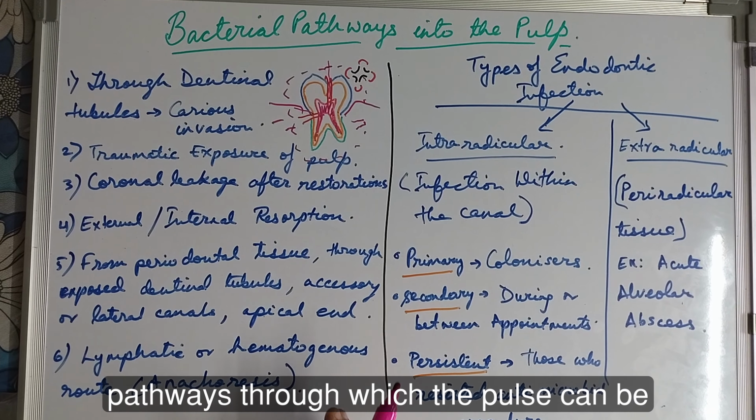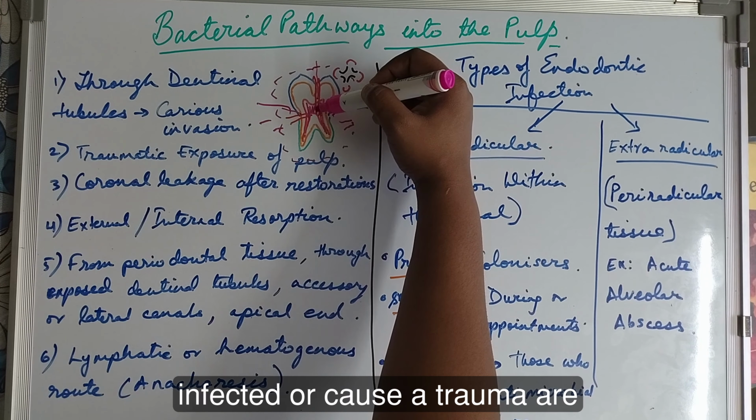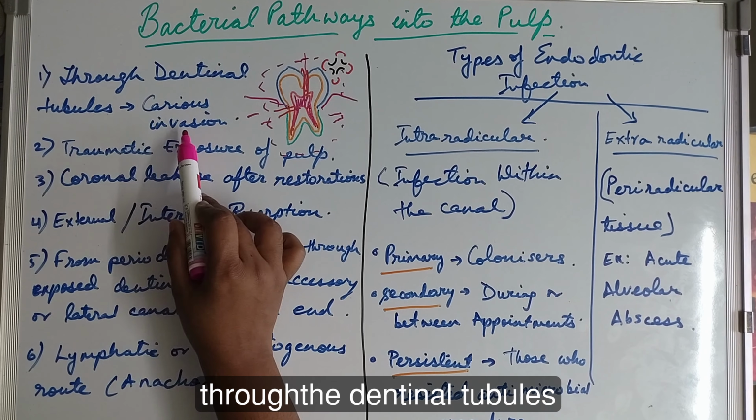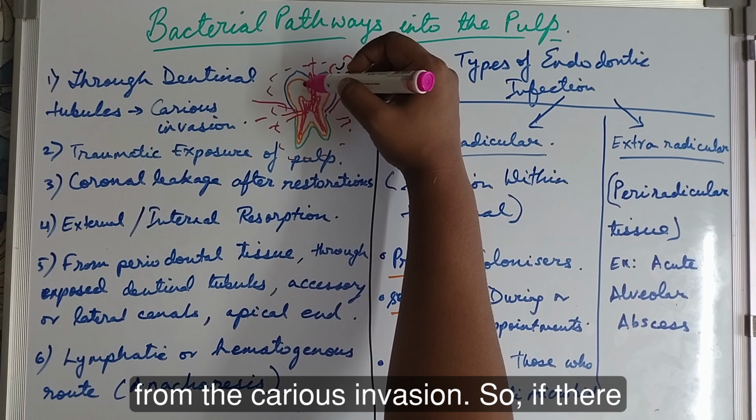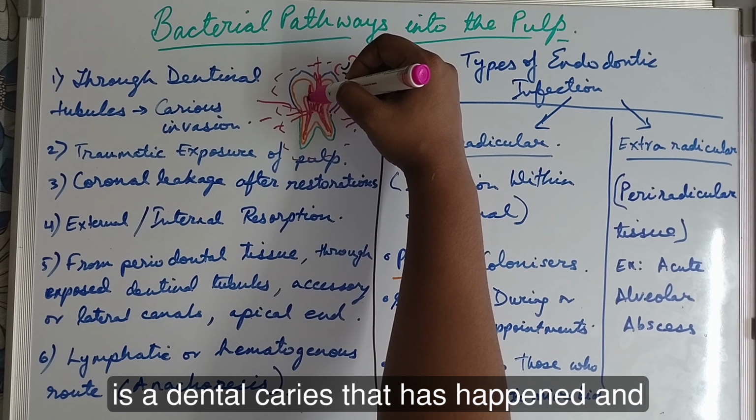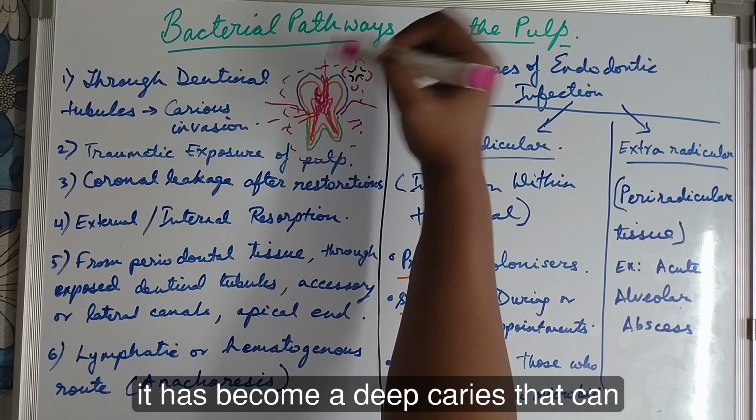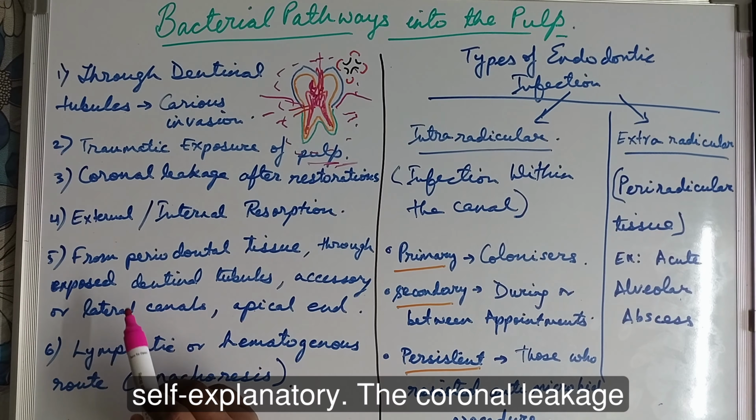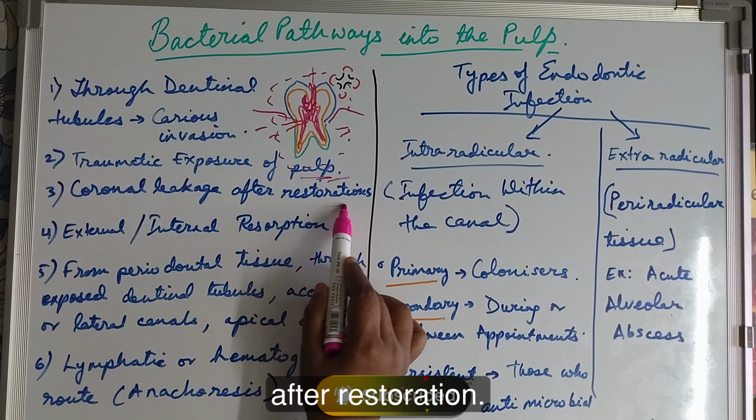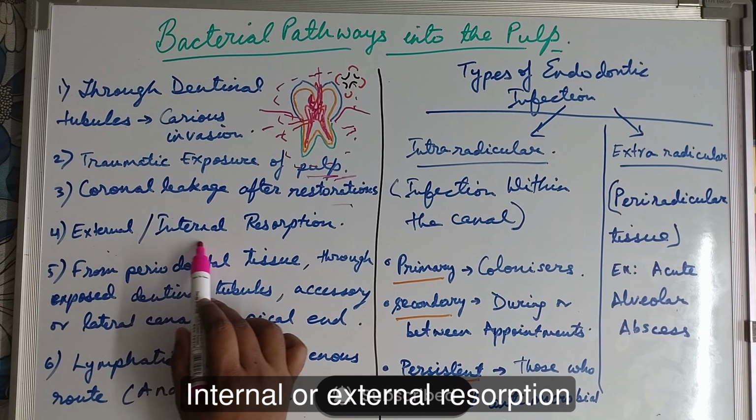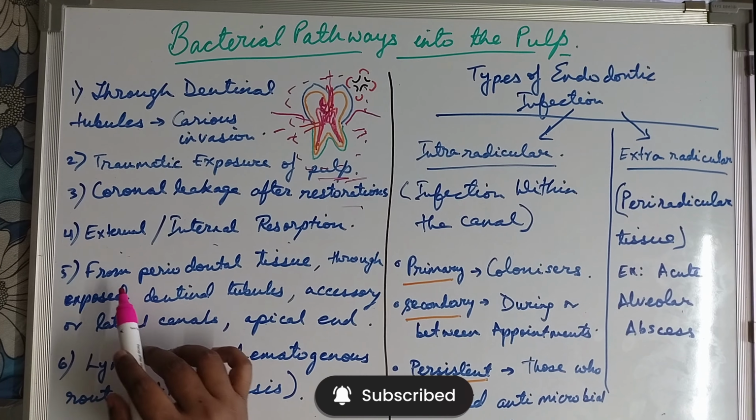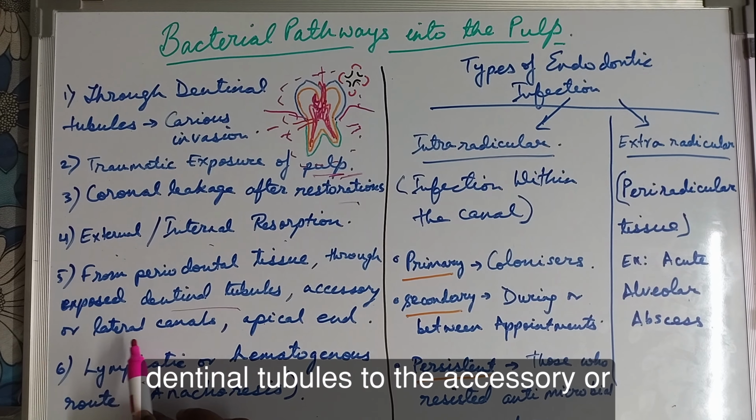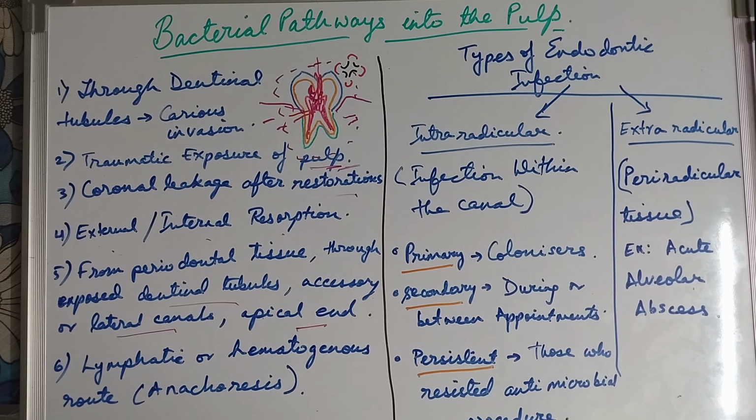The different pathways through which the pulp can be infected or cause a trauma are through the dentinal tubules from the caries invasion. So if there is a dental caries that has happened and it has become a deep caries, that can reach into the pulp. Second is traumatic exposure of the pulp, quite self-explanatory. The coronal leakage after restoration, internal or external resorption from periodontal tissue through exposed dentinal tubules, through the accessory or lateral canals or the apical end.